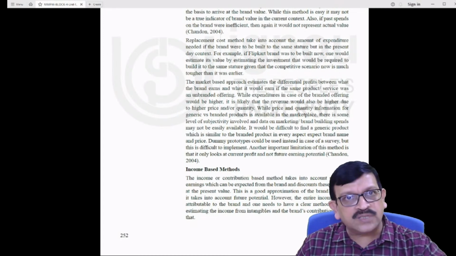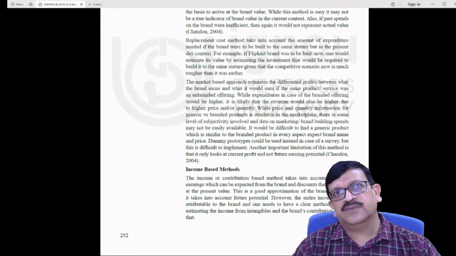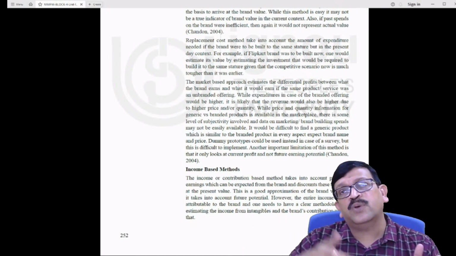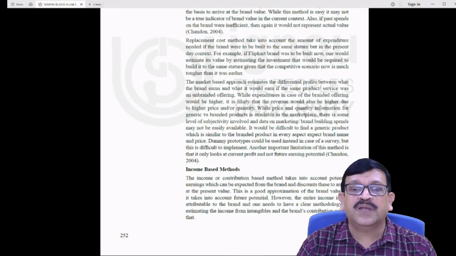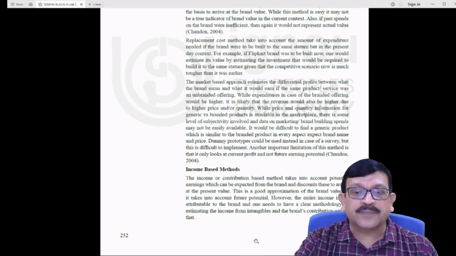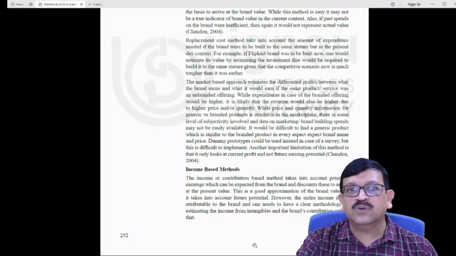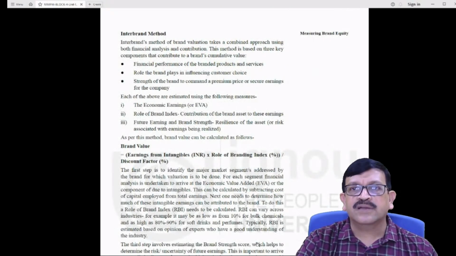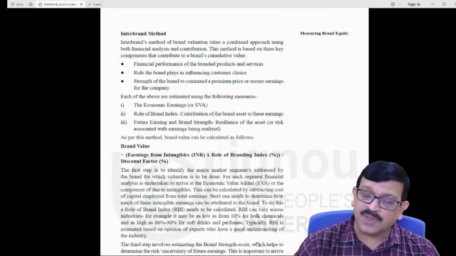It only talks about what is the kind of revenue it has created as of now, but it does not talk about what could be accruing from the intangible aspect that the brand is contributing. So it does not factor that in. So most probably people find it difficult to accept.